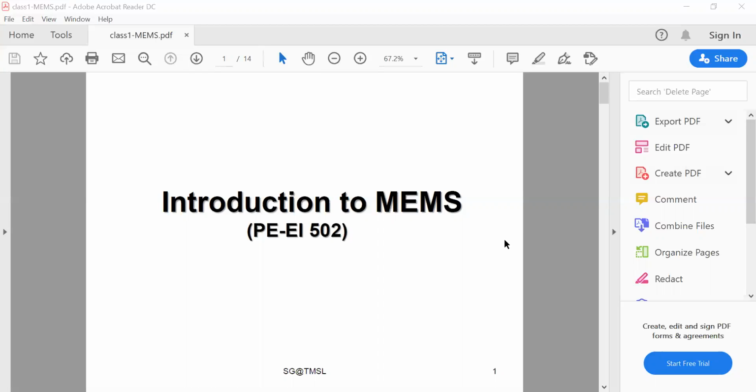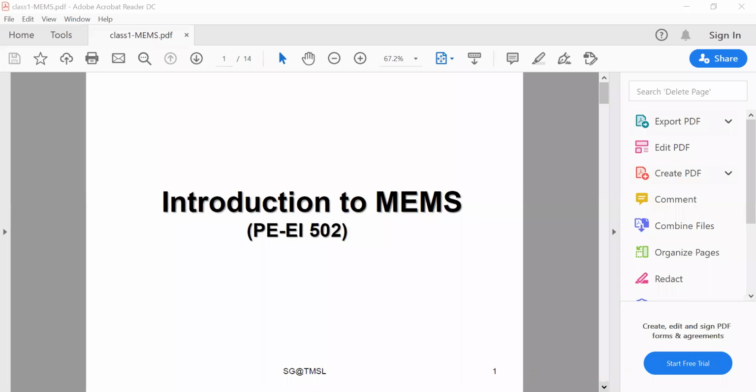So let's start this subject. Name is Introduction to MEMS. Subject code is PE EI502. Now, before going to discuss this subject, you must be familiar with the objective of this course, and you must know the course outcomes after learning this subject. What will be the outcome? Because if you don't know the outcomes, then what is the purpose of reading this subject? So all of you must be familiar with these objectives and the course outcomes.